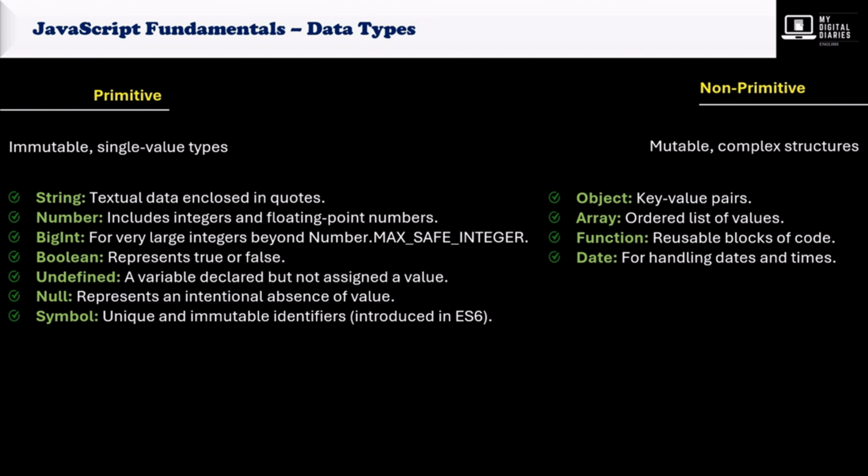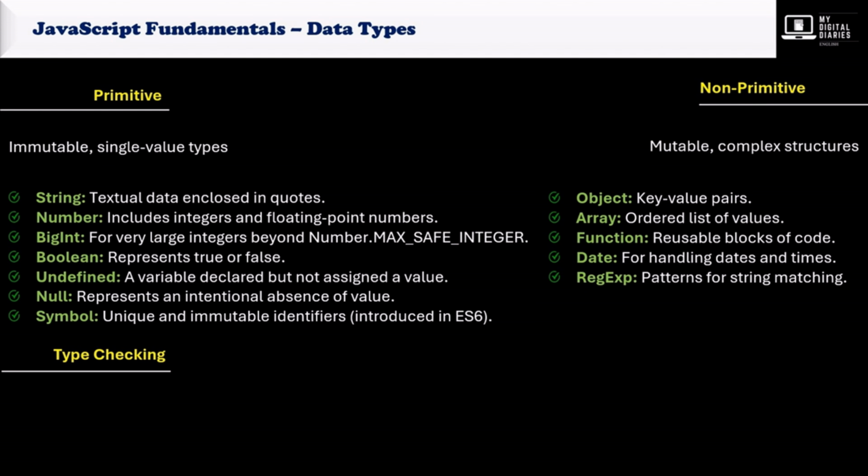Then you have a date. Date is a built-in object for handling date and time. Then you have a regular expression. Regular expression is for pattern matching in strings, like search, test, replace. So regular expression is also a non-primitive type. So these are a few data types, primitive and non-primitive.